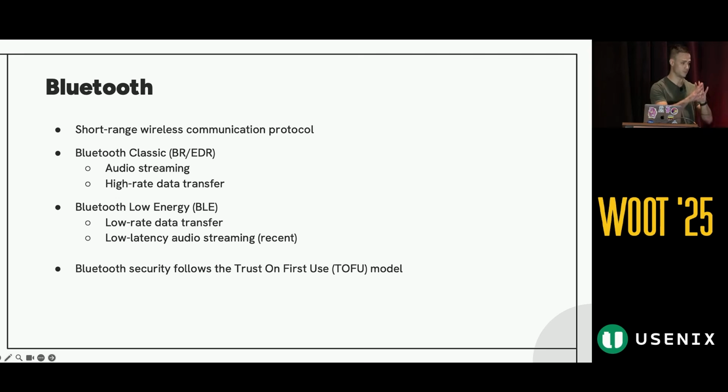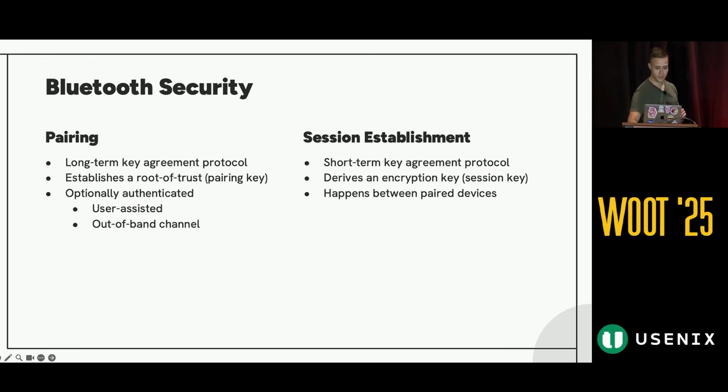Bluetooth security follows the trust on first use model, so the TOFU model. And it focuses on two main protocols. There's a pairing protocol, which is a long-term key agreement protocol. It's used to establish a root of trust, which is called the pairing key. And it can be optionally authenticated in two ways, with user assistance or with an out-of-band channel.